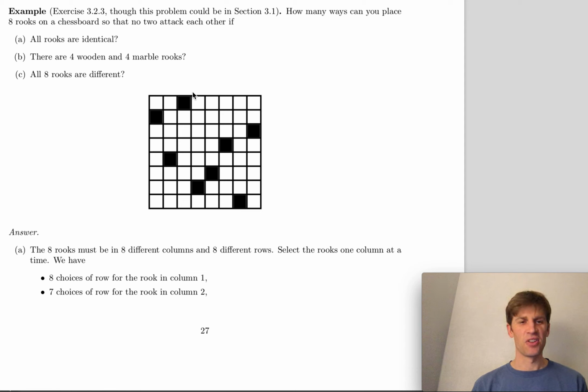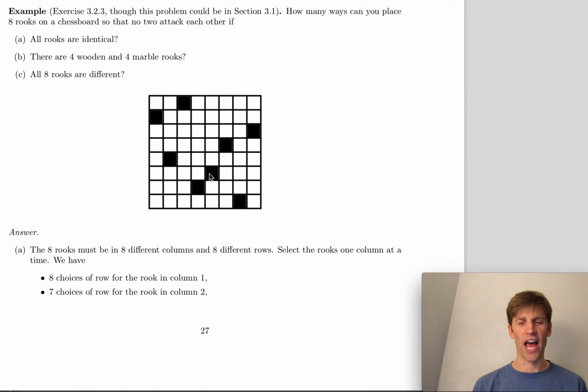All right, so in chess, a rook attacks either along its column or along its row. So if I want to place rooks on this chessboard so that no 2 attack each other, that means that each rook needs to be in its own column and in its own row. Now in part A, all of the rooks are identical. So if I take these 2 rooks and swap their positions, that's not changing my configuration.